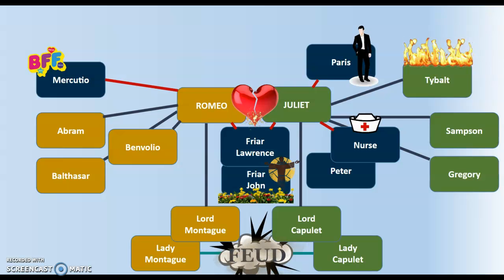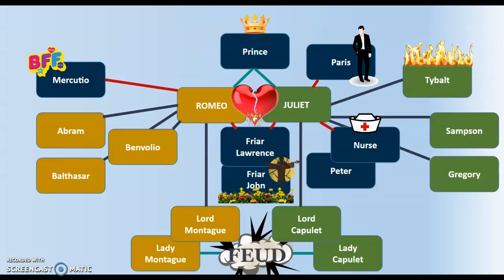Paris is trying to marry Juliet, and he is also related to the prince. So Paris, Mercutio, and the prince are all related, and those are our third family. So we have the Montagues, which is Romeo, Capulets, which is Juliet, and then we have the prince's family, which is Paris, Mercutio, and the prince. And there we have it. Last but not least, the prince.